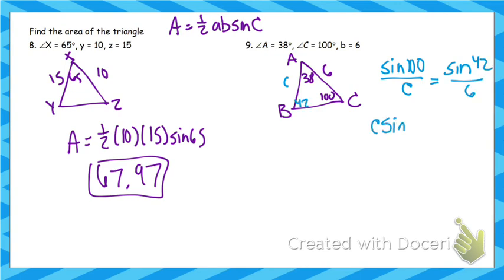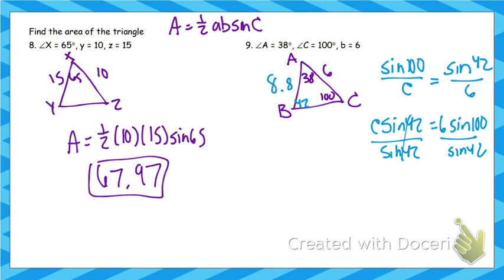Cross multiply and divide. So 6 times the sine of 100 divided by the sine of 42 gives me that side. So that side right there is 8.8.